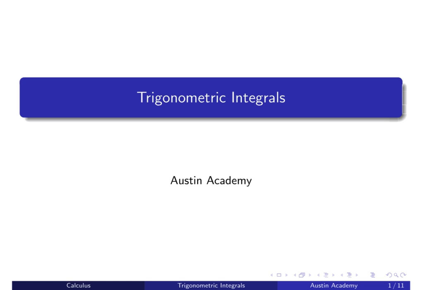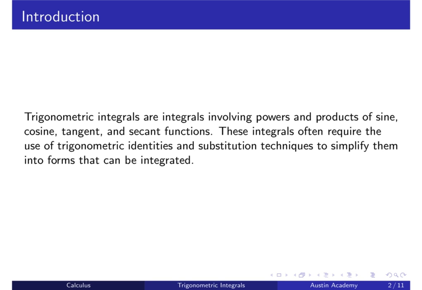Alright, let's get started. Trigonometric integrals are integrals that involve powers and products of trigonometric functions, things like sine, cosine, tangent, and secant. To solve them, we often use trigonometric identities and substitution to rewrite them into forms that are easier to integrate.